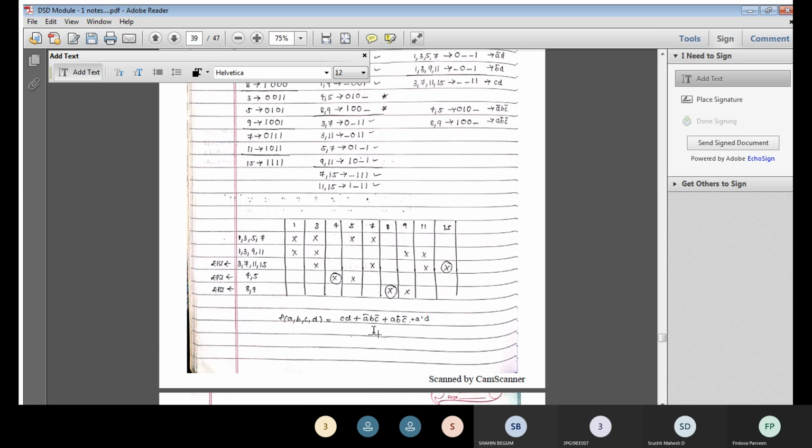Or you can also write CD plus A bar B C bar plus A B bar C bar plus which one we have left? 1, 3, 9, 11, that is B bar D. B bar D. Like this, it can also be written.